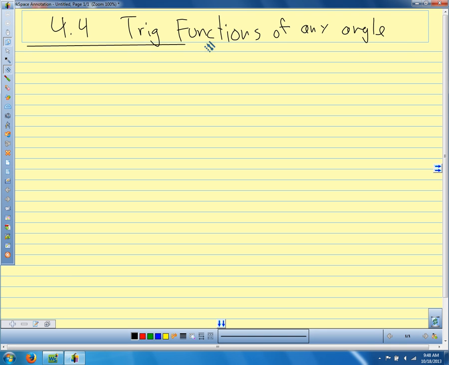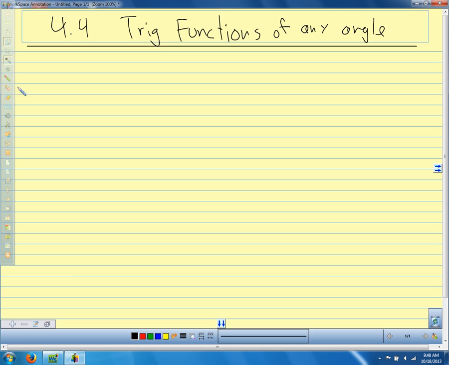And we're going to talk about trig functions of any angle. So far we've limited ourselves a little bit to talking about trig functions of angles on the unit circle. So we know something about the unit circle, and trig functions in a right triangle. So we said when we're in a right triangle, our angle is acute. So we're talking about an acute angle. Today we want to extend that and figure out how we find the sine, cosine, tangent, etc. of any angle.